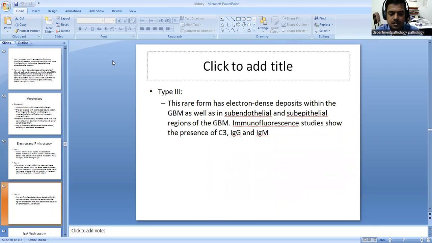Type 3. This rare form has electron dense deposits within the glomerular basement membrane as well as in the subendothelial and subepithelial regions of the GBM. Immunofluorescence studies show the presence of C3, IgG, and IgM.